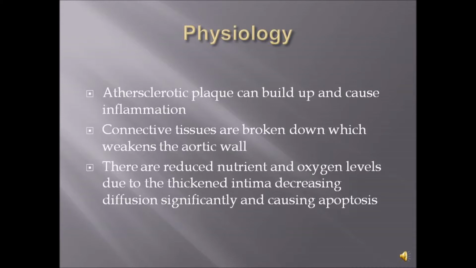The physiology of this disease: atherosclerotic plaque can build up and cause inflammation. Connective tissues then are broken down, which weakens the aortic wall, and then there are reduced nutrients and oxygen levels. That's due to the decreased diffusion because the wall is so thick, and then this causes cell apoptosis.